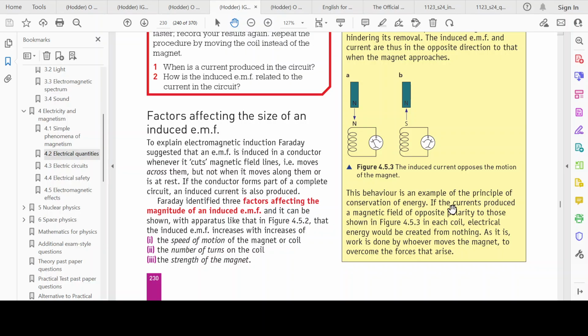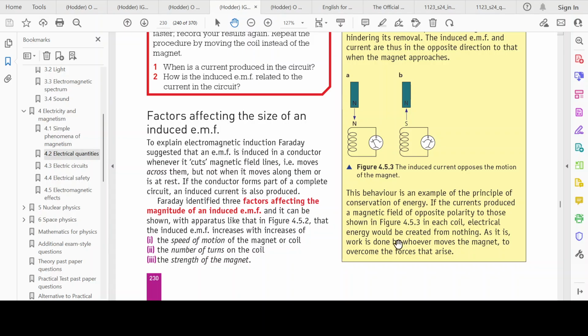And so how does it work? If the current were produced by a magnetic field of opposite polarity to those shown in each coil, electrical energy would be created from nothing, right? And so that would mean that when you're bringing it close, this South Pole is going to attract it. So they're saying that electric energy is produced from nothing, which can't happen. And so how is this conservation of energy?